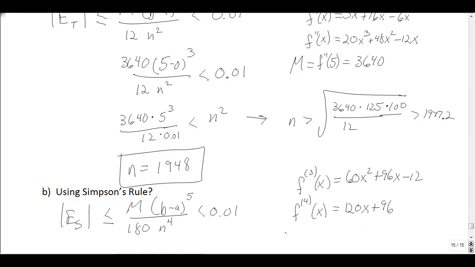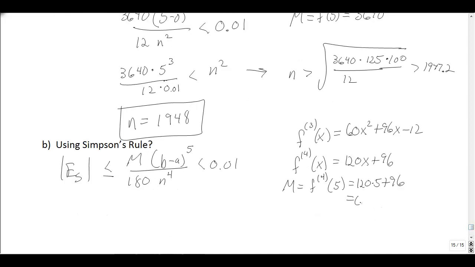So what I'm going to do is m is going to be the fourth derivative evaluated at 5. Note, this is going to be maxed out as 120 times 5 plus 96. 120 times 5 is 600 plus 96. So we're going to use a 696 for m. It worked out nicely. I didn't really need the calculator. So what I get is a 696 times, let's see, b minus a, that's 5 minus 0 to the fifth, over 180 times n to the fourth is less than 0.01.